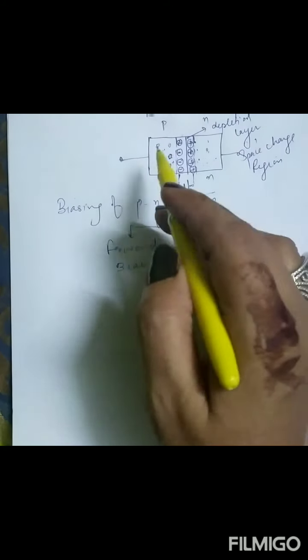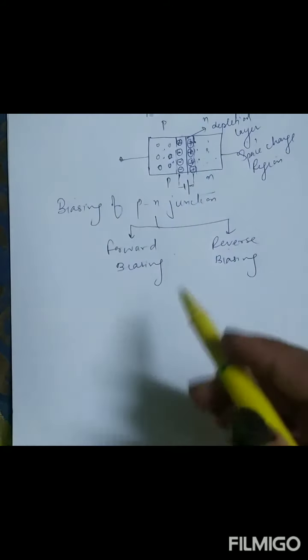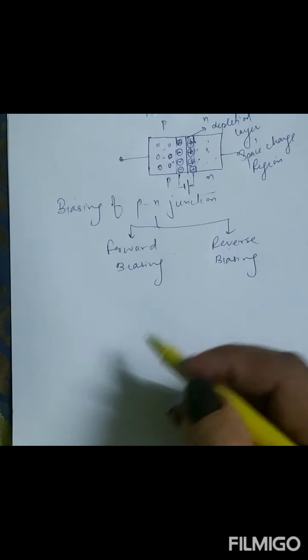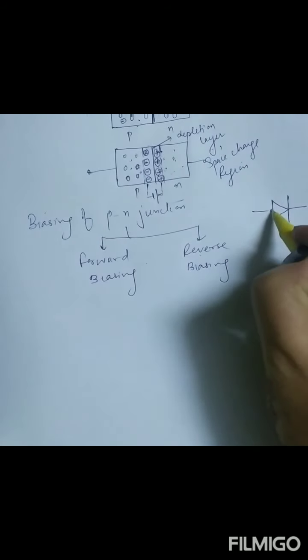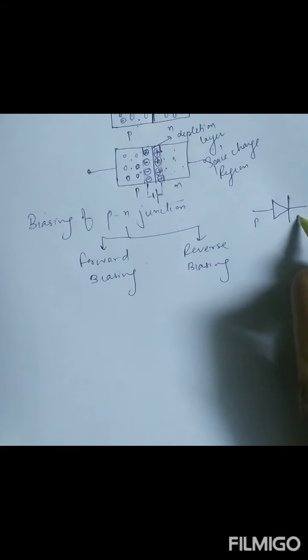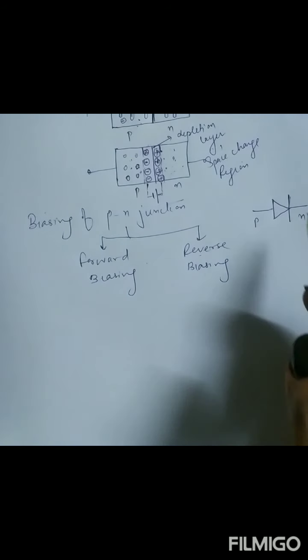Okay, now every time you don't have to draw this much diagram for drawing a p-n diode. You can use a simple symbol. What is the symbol for a p-n diode? This is the symbol, an arrow and a straight line. This arrow represents the p side and this straight line represents the n side. Okay, this is your p-n diode. These are the two terminals. This represents p-type semiconductor, this represents n-type semiconductor.